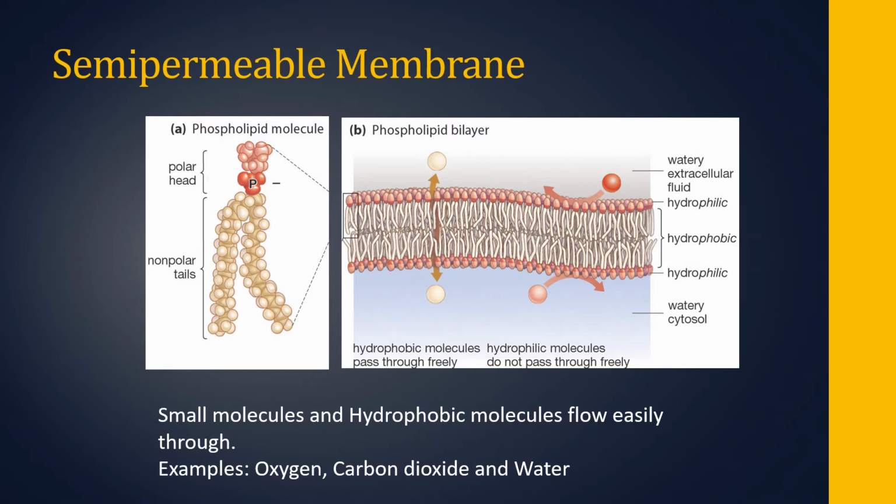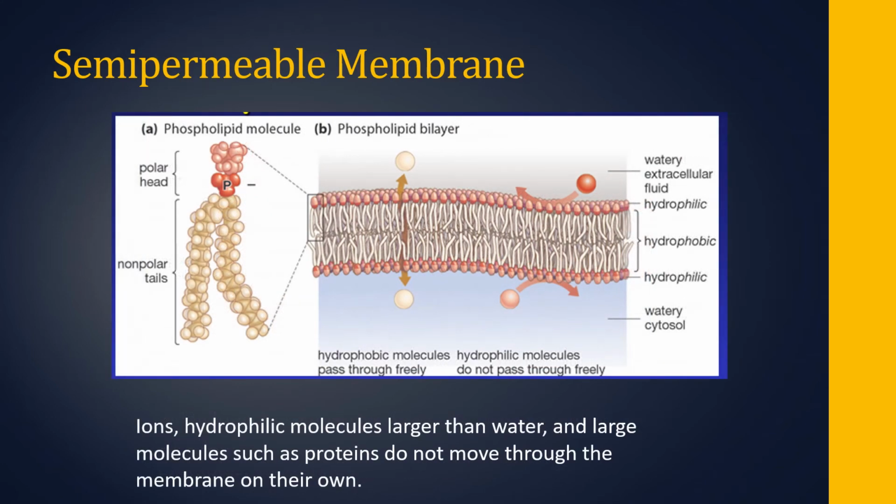Now why is it called semi-permeable? It does not allow everything to enter the cell. Only small molecules and hydrophobic molecules flow easily through. Examples are oxygen, carbon dioxide, and water. Since the plasma membrane is semi-permeable, ions, hydrophilic molecules larger than water, and large molecules such as proteins do not move through the membrane on their own.